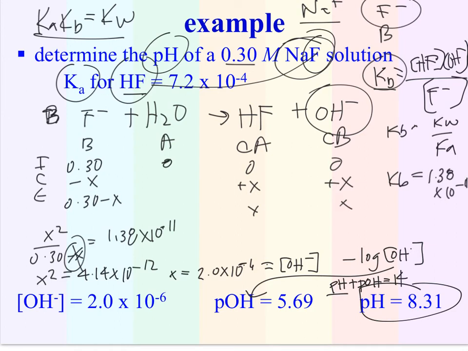So how has this solution been affected by having sodium fluoride salt dissolved into it? Well, instead of having a pH of 7, we now have a pH of 8.31. So the solution has become more basic, which is what we would expect because this anion is reacting with water and producing hydroxide ion in solution.